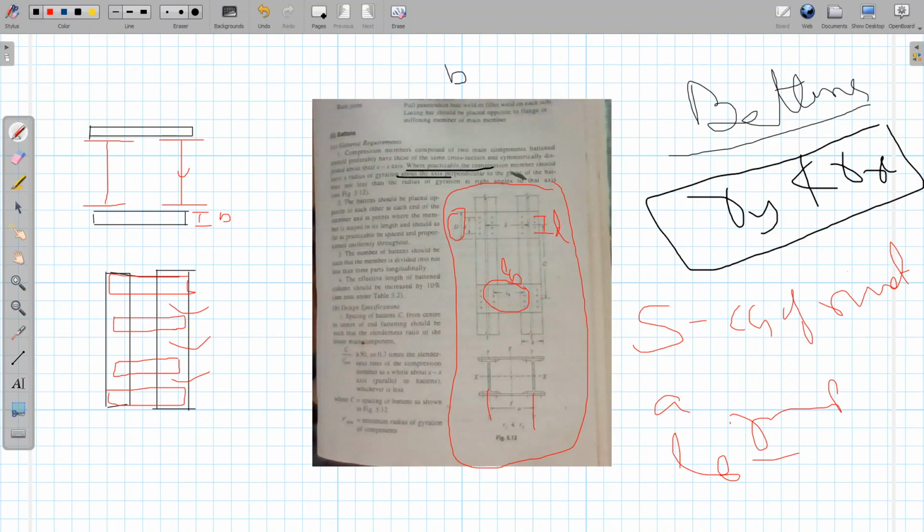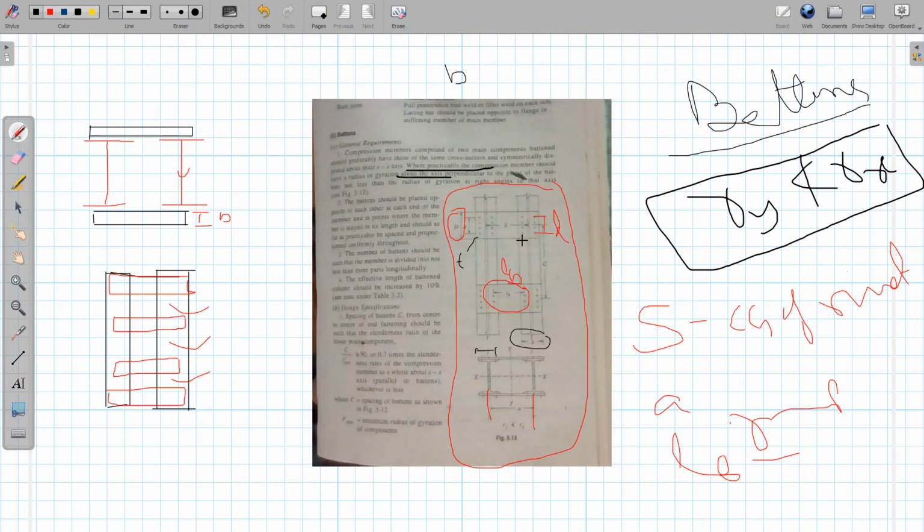Basically B is this one. Sorry, B. This is B. This is the width of the flange of the column member. And T, not B. This is T. T is the symbol used for denoting the thickness of the batten. Okay, so T is the thickness of the batten.